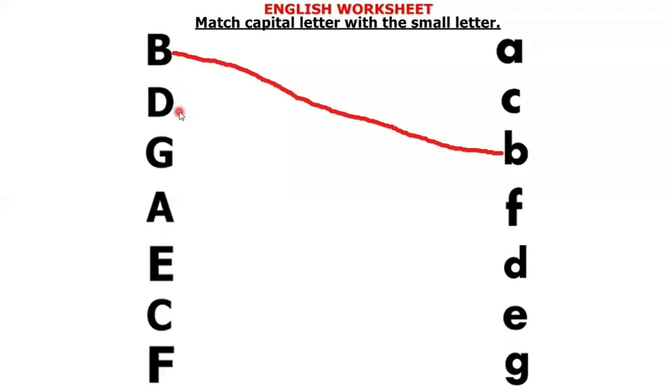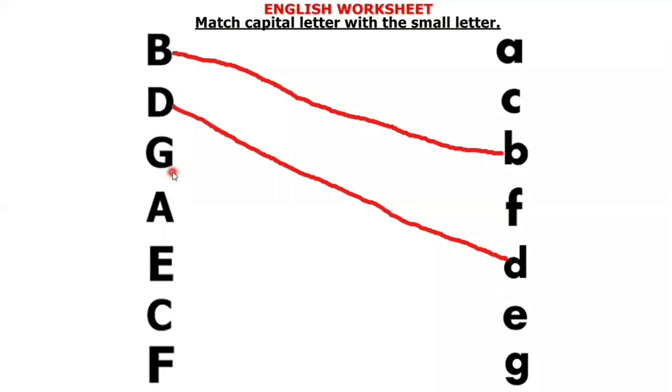Here the next letter is capital D. Now we have to find out where is small d in this side. Let us find. This is small a, this is small c, this is small b, this is small f, this is small d. Here small d is there. We have to match capital D with its small d. Let us match. We are going to match capital D with its small d. Done. Next.